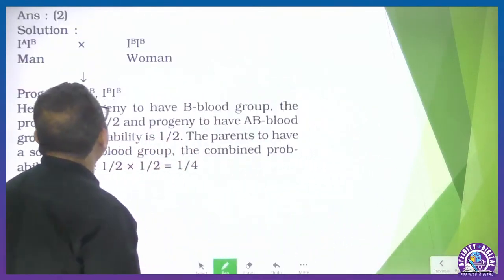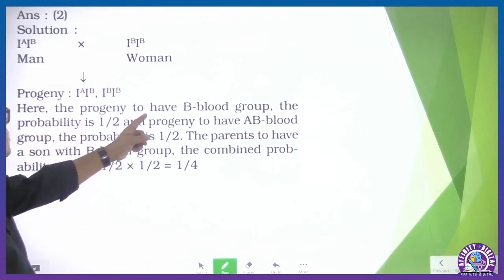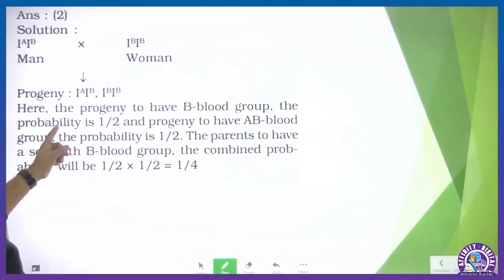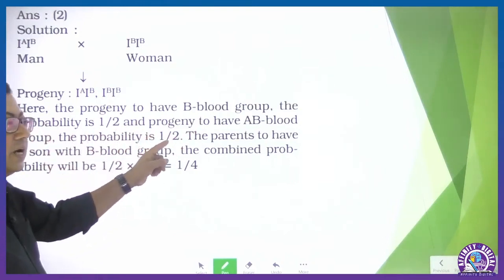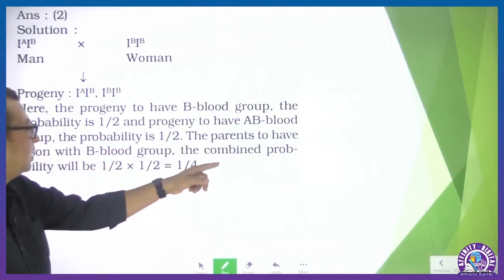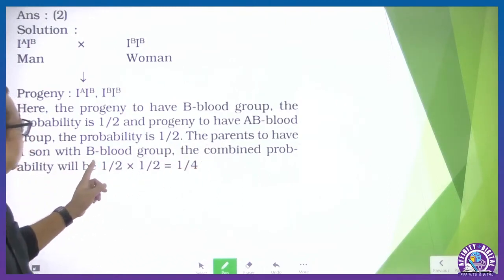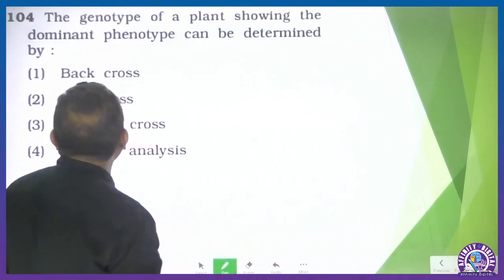Moving on to the next question, or this is the solution I have given. Here the progeny to have B blood group, the probability is half. And the progeny to have AB blood group, the probability is half. The parents to have a son with B blood group, the combined probability nikalna padega. So half into half, matlab 1 by 4 will be the answer. Moving on to the next question.